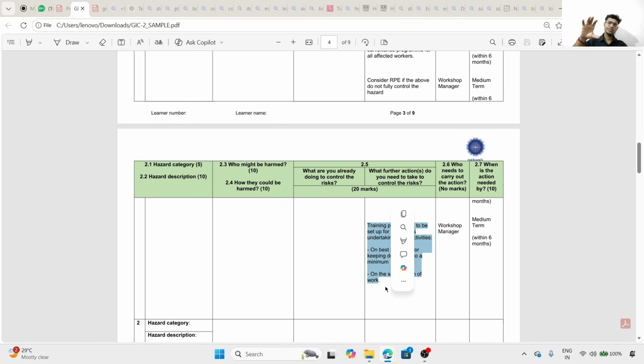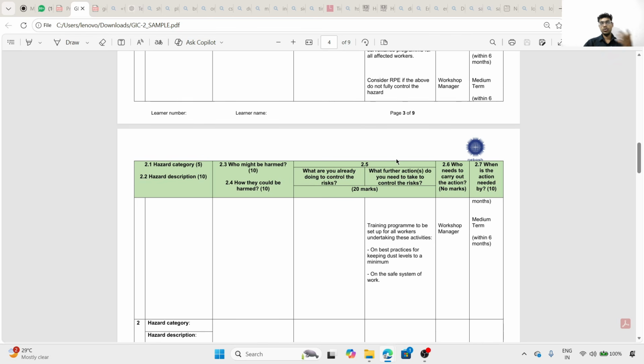So see, what I'm saying is, when you fill this column, it shall follow the steps of the general hierarchy of control, step by step. First, elimination, substitution, and this format should go on. So here you can see the format is being referred. So this is the administrative control that you can see. Okay, and then the respiratory protection that is being said. Respiratory protection: consider RPE if the above do not fully control the hazard.